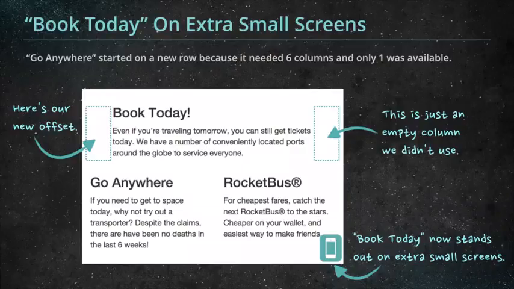When Go Anywhere and Rocket Bus try to find a place on the page, they can't roll up right next to Book Today because there's only 1 column of space left. So Bootstrap puts them where space is available, in this case, the next horizontal space down.